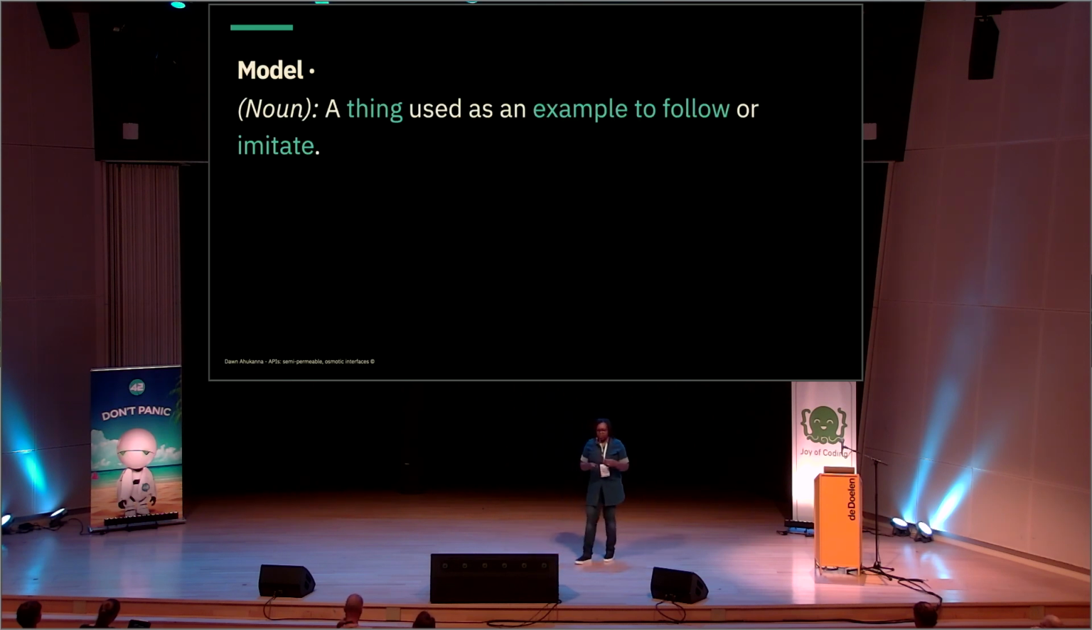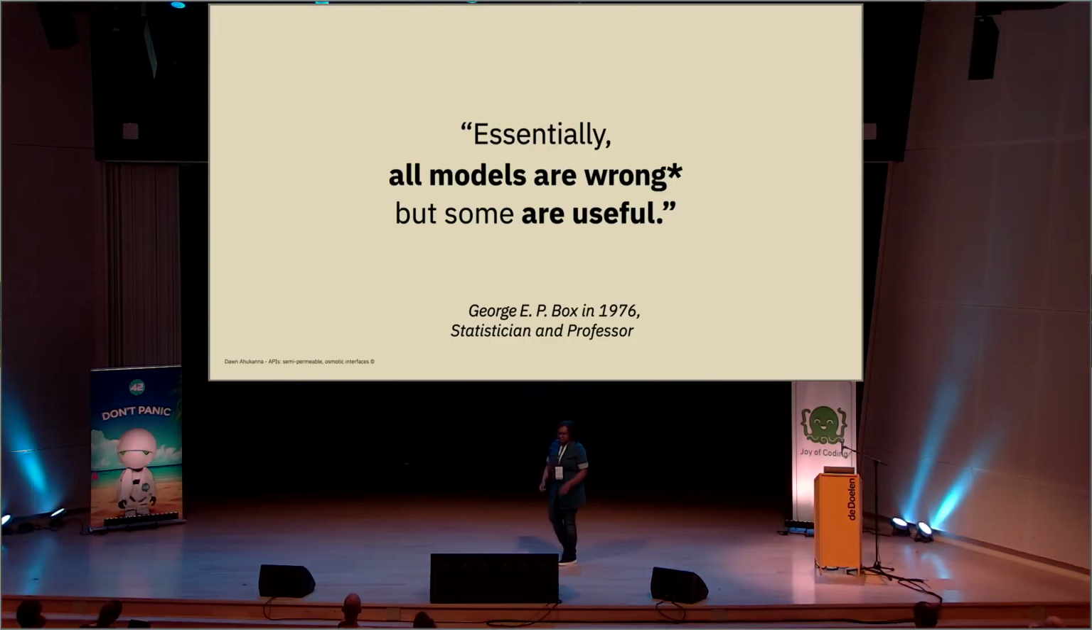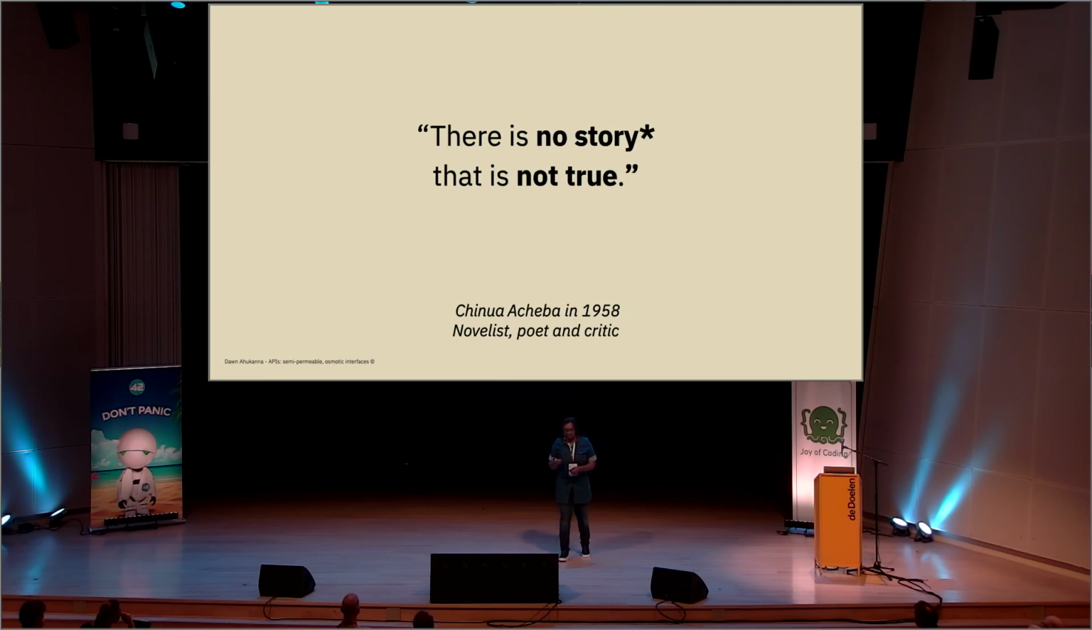So, last one I'm going to cover is a model. It's a thing that is used as an example to follow or imitate. However, according to George E.P. Box, one of my favorite quotes, he said in 1976 in a paper, all models are wrong, as in they are inaccurate, but some are useful, right?